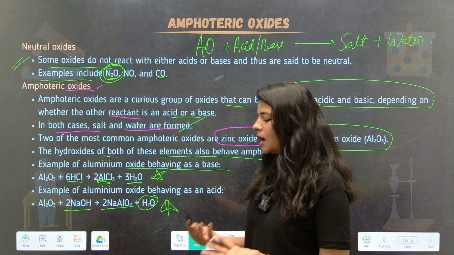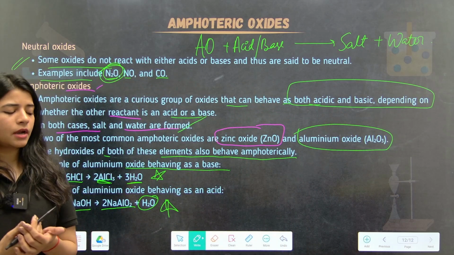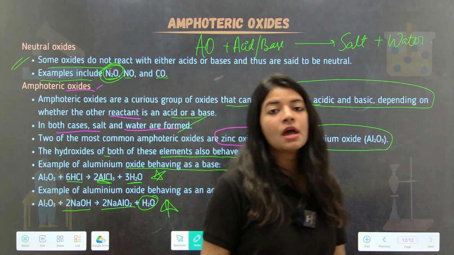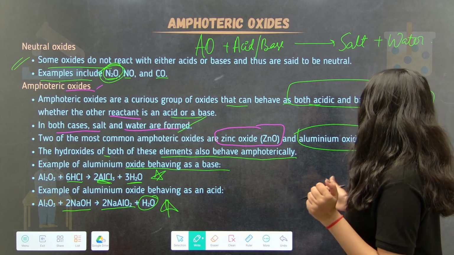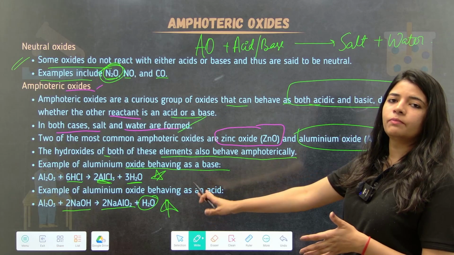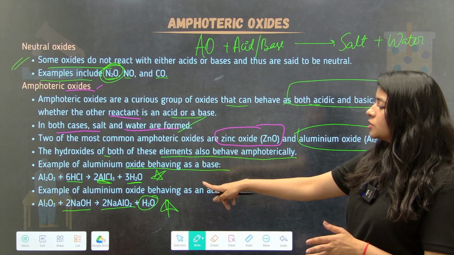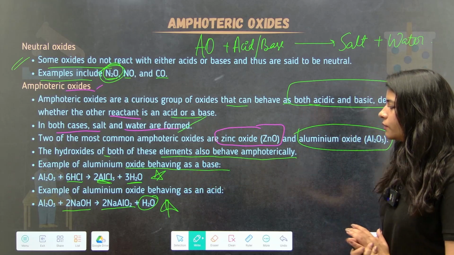So if somebody asks you to write the equation and explain what amphoteric oxide is, first of all, amphoteric oxides are the ones which can react with both acid and base to give salt and water. Examples are zinc oxide and aluminium oxide. And the reaction of aluminium oxide you can show by reacting it with acid first and then with the base. And in both the reactions, we will get a salt and water, right? Please make a note of it.